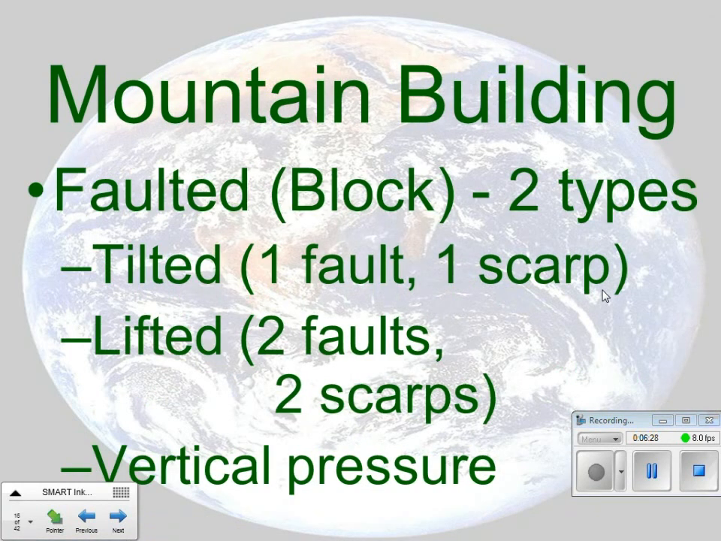And then you can also have faulting. There are two types of faulting. You can have tilted, which means you have one fault and one scarp. We'll talk about the definitions of those words in a minute. And then lifted means two faults, two scarps. And then you have vertical pressure that way. So you've got one thing going up and the other thing going down instead of two pressing on each other horizontally.